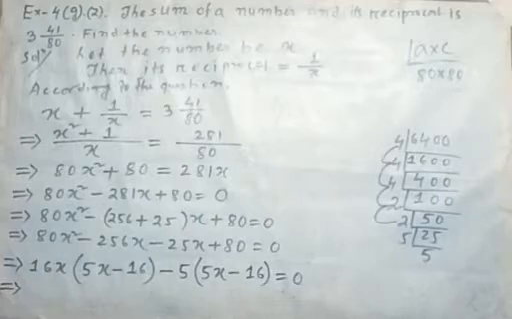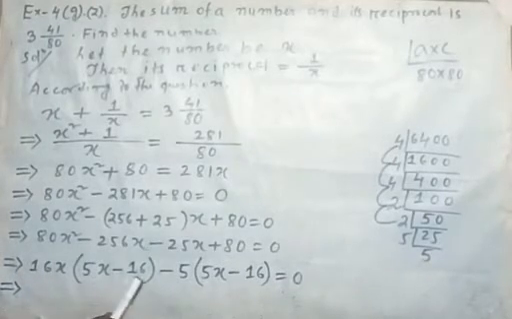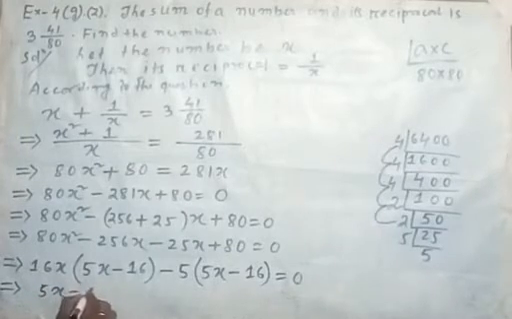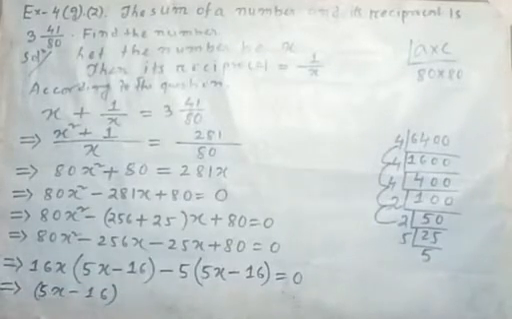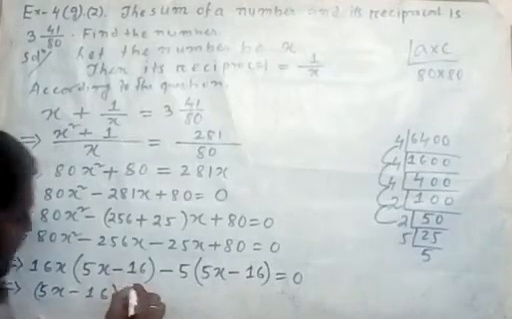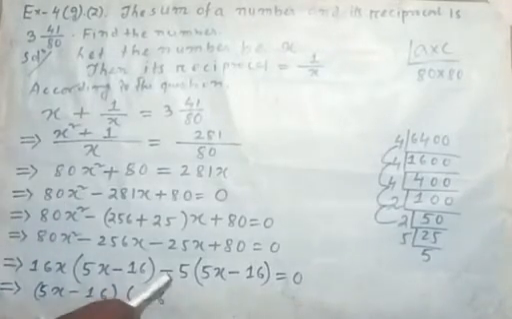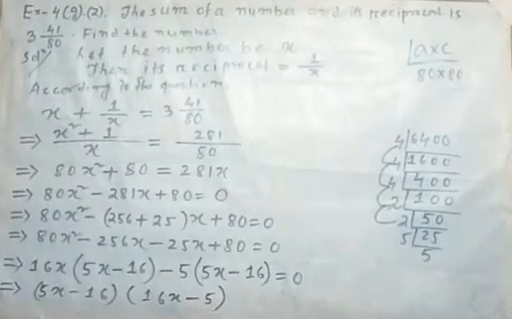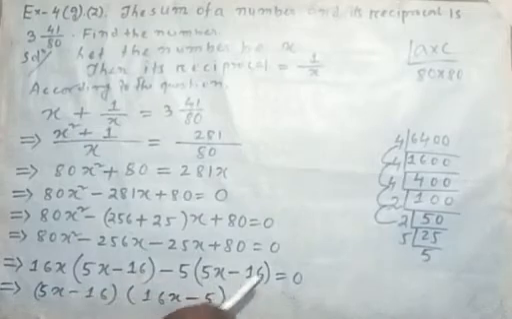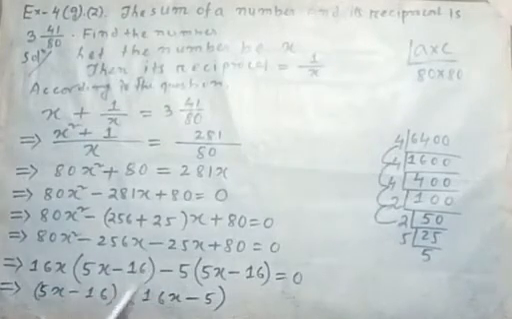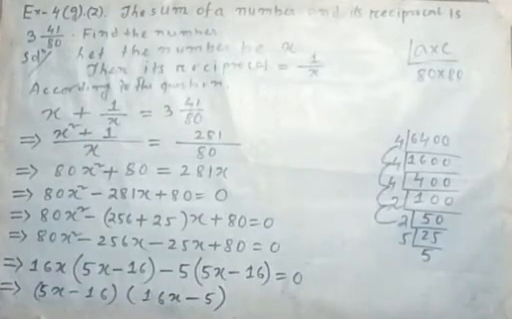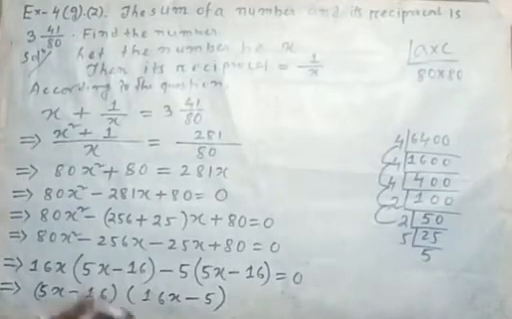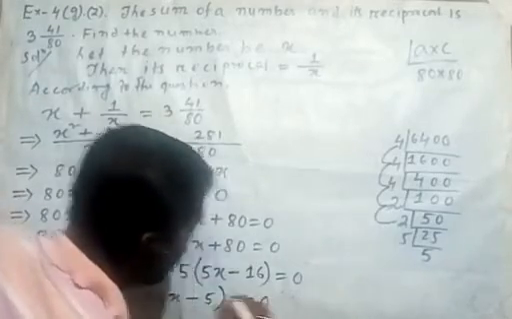Then this implies what can we see? 5x minus 16, 5x minus 16. So we can take 5x minus 16 common. And here what remains? 16x. Here what remains? Minus 5. Since 5x minus 16 is common, you can take it common here. Then 16x minus 5 remains. This is equal to 0.